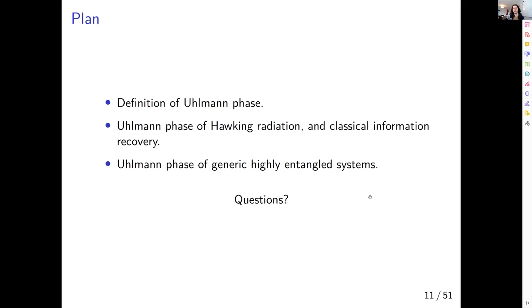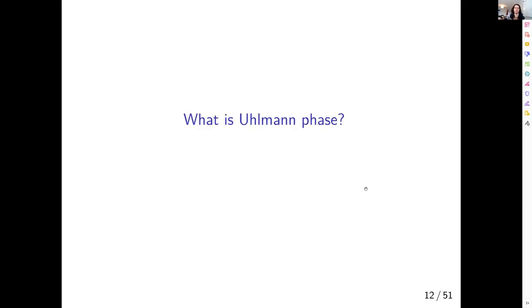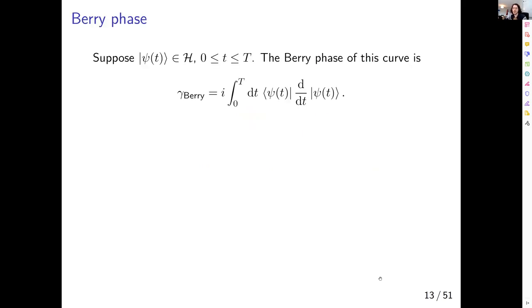So first, we have to define Uhlmann phase. So I said before that Uhlmann phase is a generalization of Berry phase. So we should first recall what exactly that is. To compute a Berry phase, you're first given a curve of states, psi of t, in some Hilbert space. And then you take the derivative of that curve, you contract it with the conjugate state of psi, and then you integrate this thing along the curve. And this is called the Berry phase of that curve.